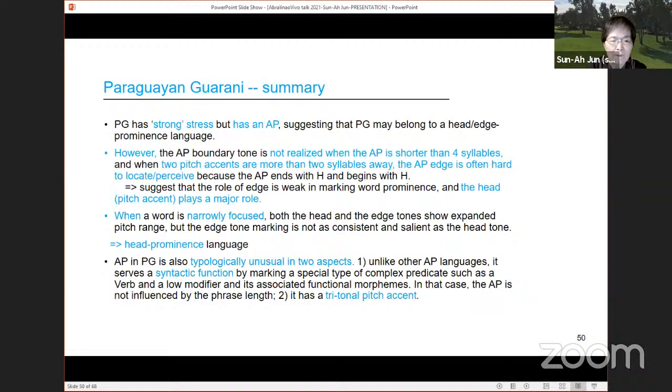And AP in this language is also typologically unusual in two aspects. First, unlike other AP languages, it has a syntactic function by marking the special complex predicate, even though it is pretty long. In that case, it's violating, or not influenced by, the phrase length. Second unusual case is that the tritonal pitch accent exists, but not as common, it's pretty rare. So in sum, we can say Paraguayan Guarani is a head prominence language, even though it has an accentual phrase.